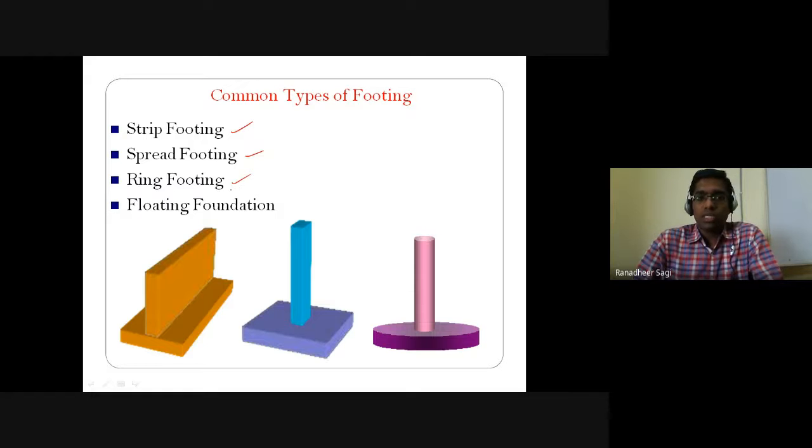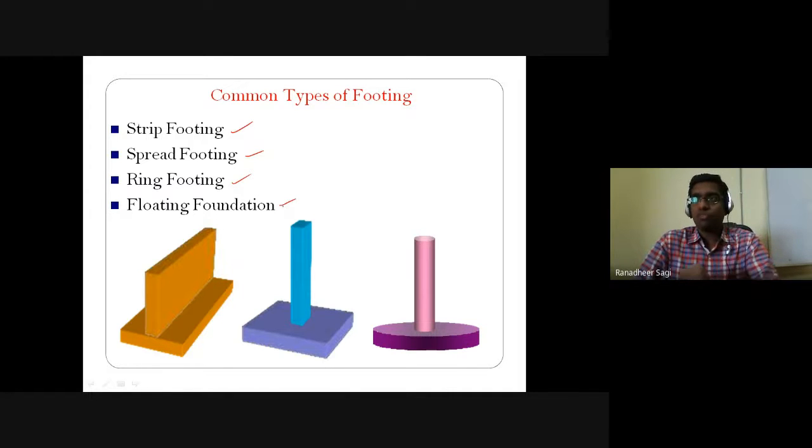Ring footing is a hollow circular cross-sectional footing whose depth is extended to a shallow depth, or the depth of the foundation is limited from the ground surface. Such a footing is what we call a ring footing.